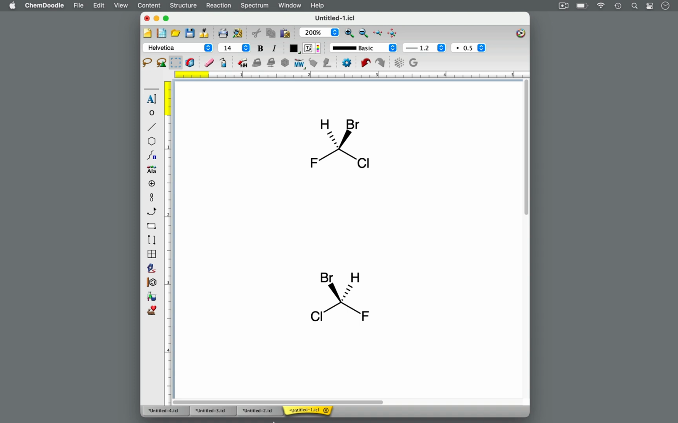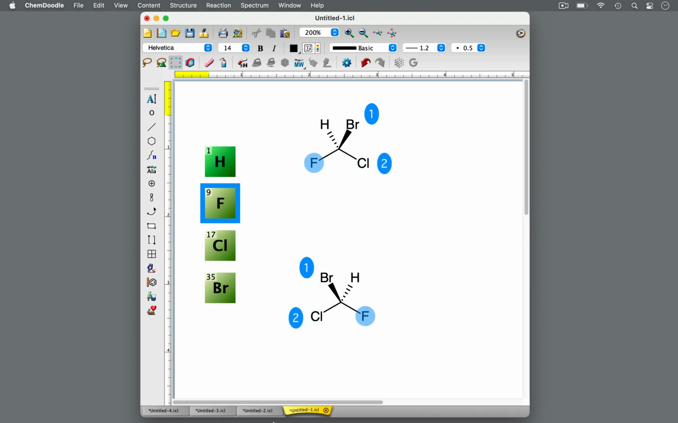First, assign CIP priorities to the atoms bonded to the chiral center. The atom with a higher atomic number has priority. Bromine has the highest atomic number, 35, so it has priority 1. Next is chlorine at priority 2. And then fluorine at priority 3. Last, hydrogen has the lowest atomic number, 1, so it has priority 4.